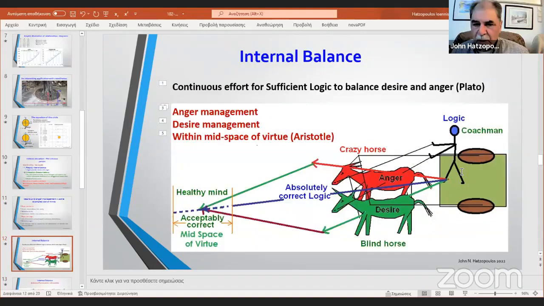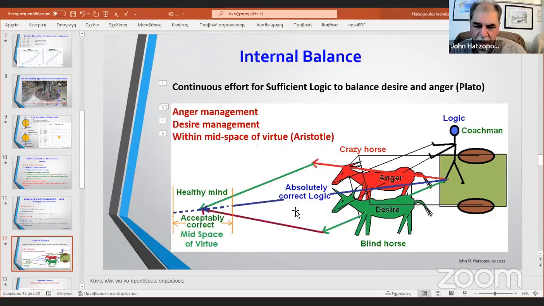Now, for the internal balance, this is the example given by Plato and some other Greek writers, that desire is a blind horse and anger is a crazy horse. And the logic is the coachman that tries to drive these two horses into the way of virtue. And therefore we have balancing forces here. Anger is one force, the red force. Desire is another force, and the balancing of these two forces is the logic, as you can see, according to Plato's model here.